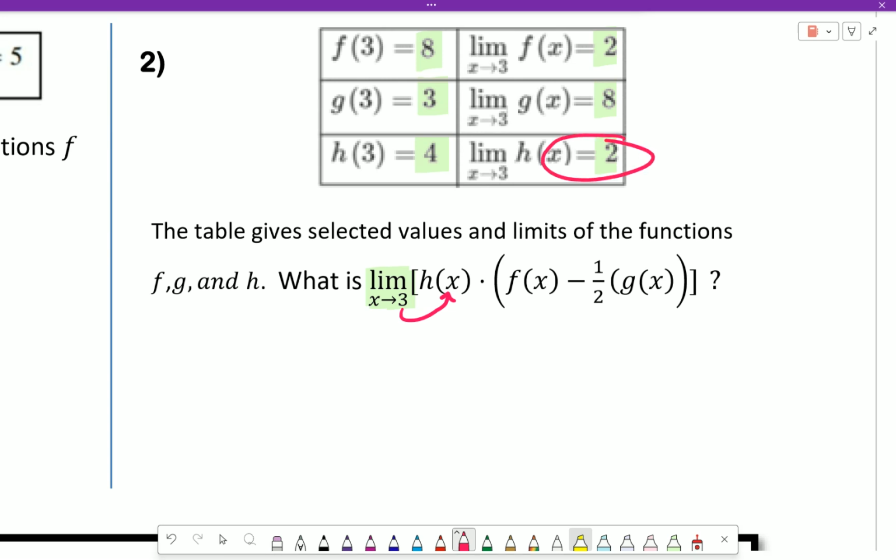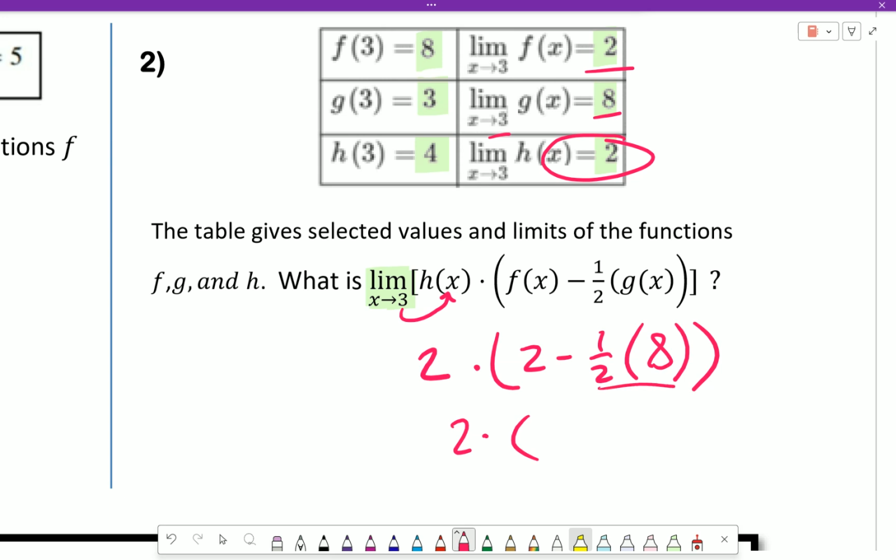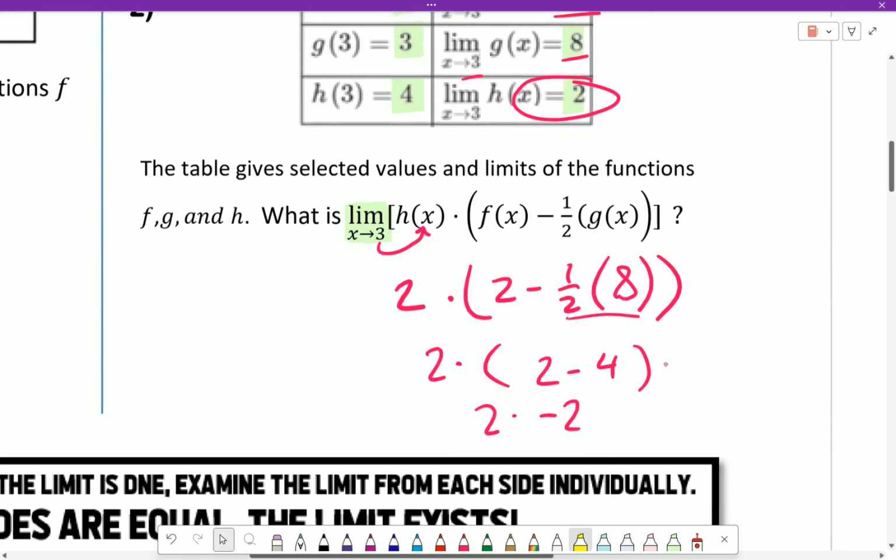All right, cool. The limit at 3 of h, oh, that's 2, times f at 3, that limit, oh, that's 2, minus a half, g at 3, oh, that's 8. We should put them together. 2 times a half and 8, oh, that's 4. 2 minus 4, that's negative 2, times 2, negative 4.